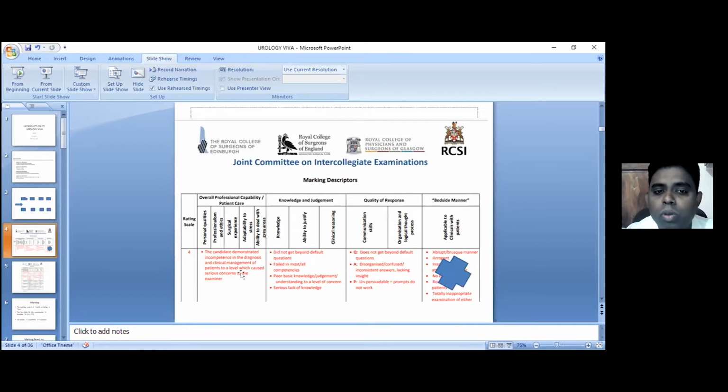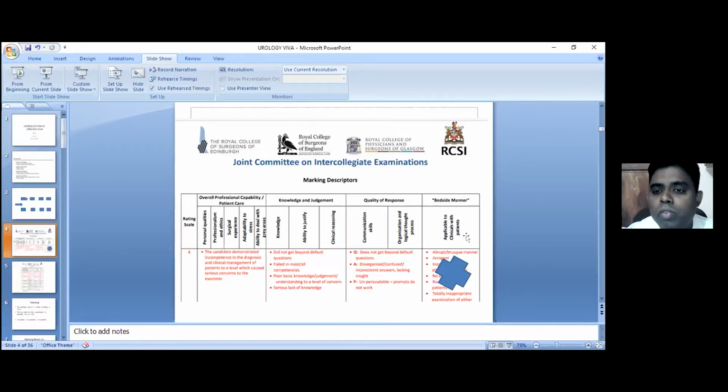So they will give a score out of 8. The pass mark is 6. Then they will give marks for knowledge: how you are scientifically justifying your answer with the pathophysiology and clinical reasoning. So knowledge and judgment, again out of 8. Then the quality of your response, communication skills, and how you have organized your answer, whether you are just stating the answer or presenting it in a logical way. So for these 3 domains, each domain they will give a score out of 8.